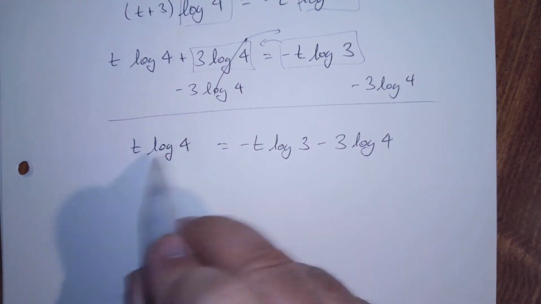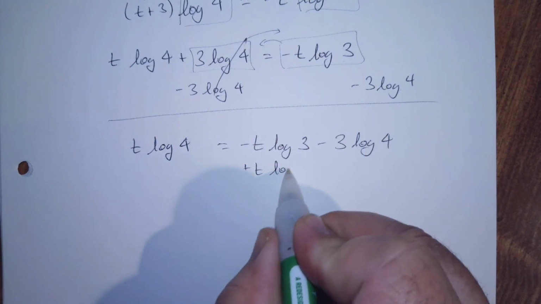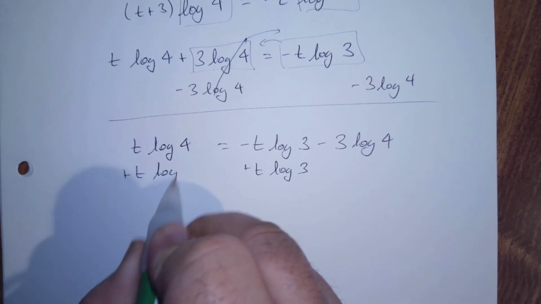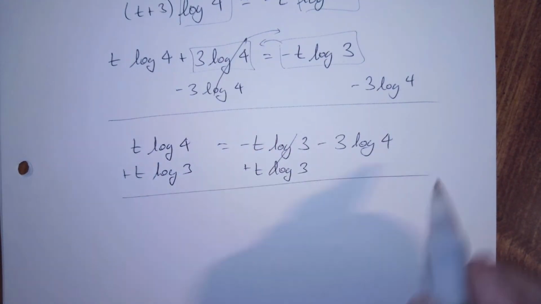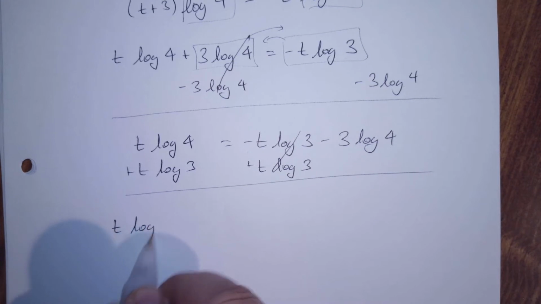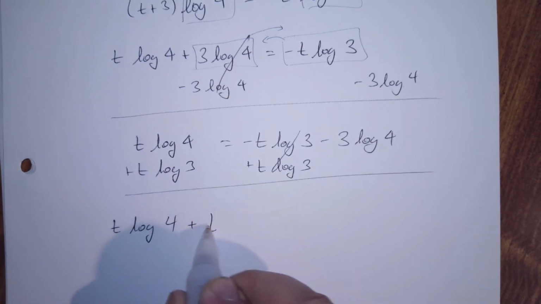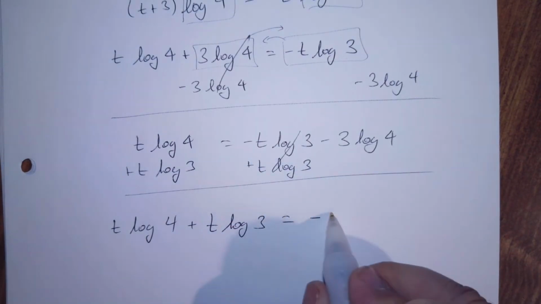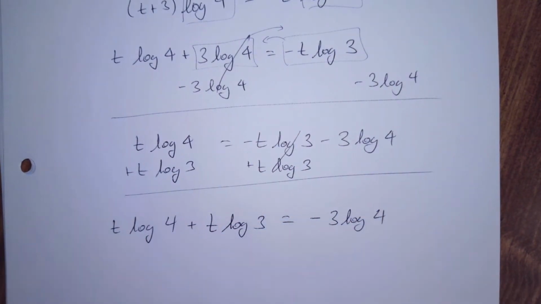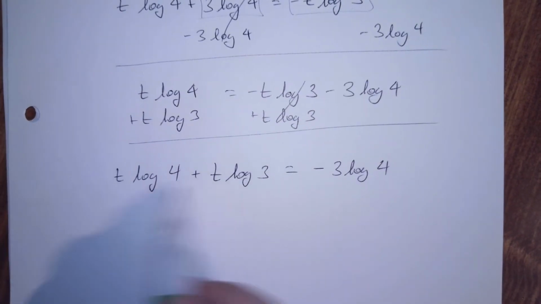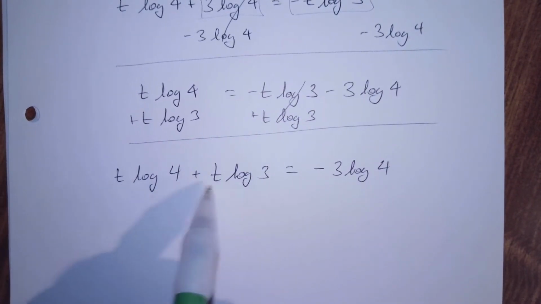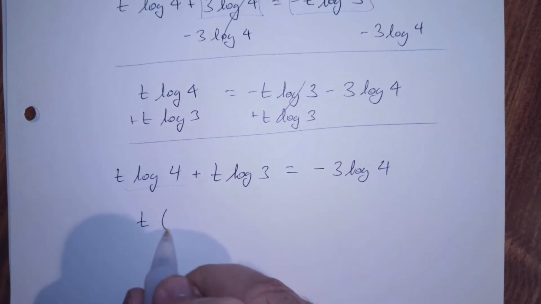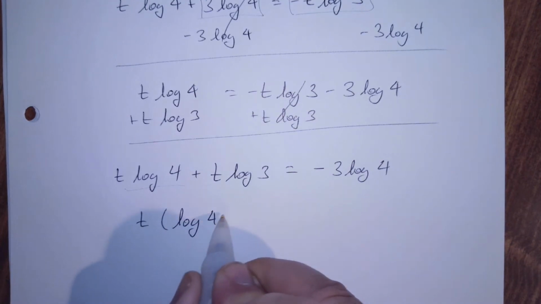Now we've got to move this one since it has a t. So we add t log of 3 to both sides. So we have t log of 4 plus t log of 3 equals negative 3 log of 4. Okay, we're trying to get t by itself. So what do we do? We have two terms. They both have a t in common, so I can factor out a t.